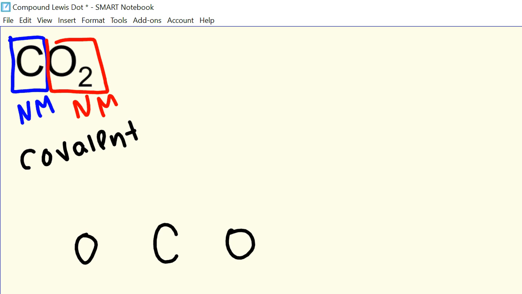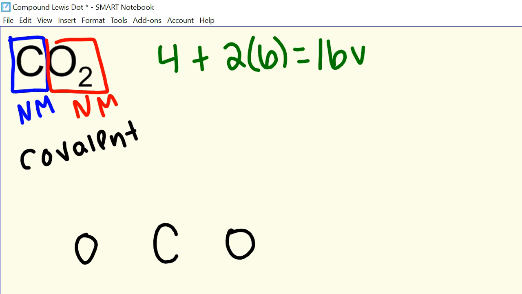We then need to determine the total number of valence electrons. Carbon has 4 valence electrons. We have 2 oxygens, and each oxygen has 6 valence electrons. So 2 times 6 is 12 plus 4 is 16 valence electrons. And now we'll go ahead and start doing our bonding. So we're going to bond oxygen and carbon with a single bond. And then we're going to complete that octet.